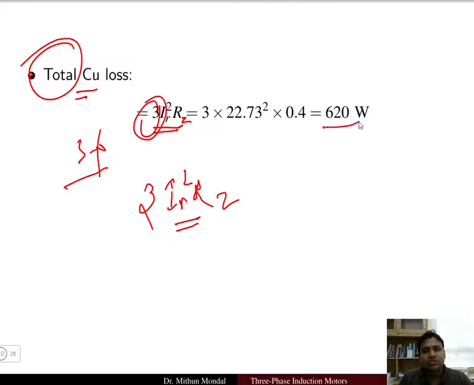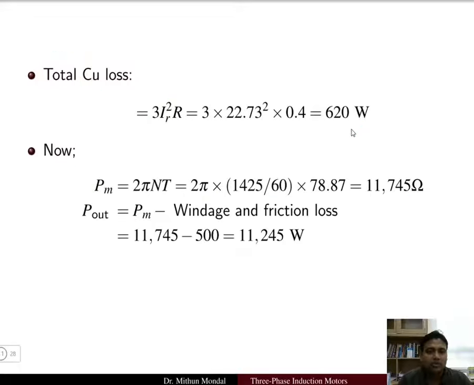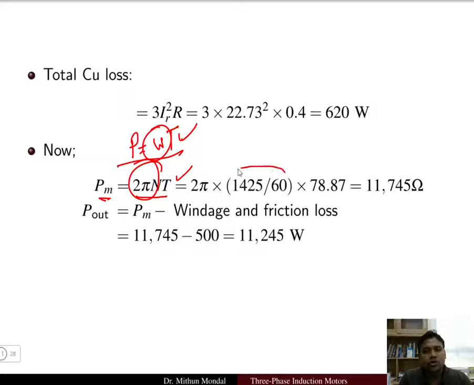So we get the value 620 watt as the total copper loss. Now the value of the mechanical power PM, gross mechanical power, is equal to 2 pi n into T, because we know that power is equal to omega into torque. So omega can be written as 2 pi n and torque value we have already calculated. Now we have to convert this speed into revolution per second, and the torque we have got is 78.87 Newton meter. So we get the power as 11745 watt.